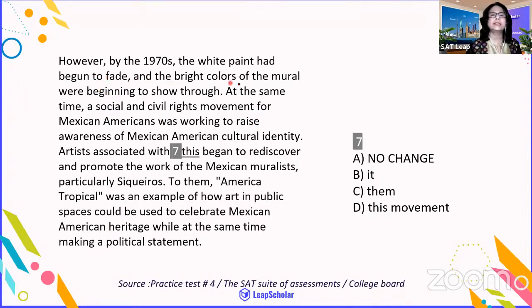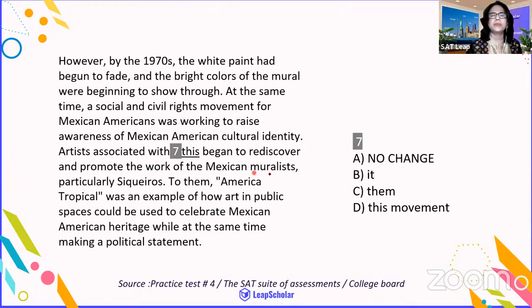However, by the 1970s, the white paint had begun to fade and the bright colors of the mural were beginning to show through. At the same time, a social and civil rights movement for Mexican Americans was working to raise awareness of Mexican American cultural identity. Artists associated with this began to rediscover and promote the work of the Mexican muralists. What does the word this? Is it wrong or should I replace it with anything else?